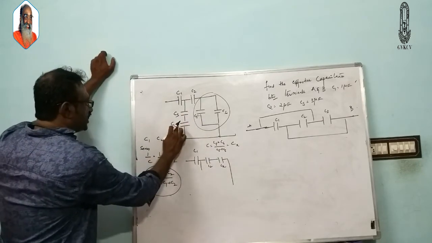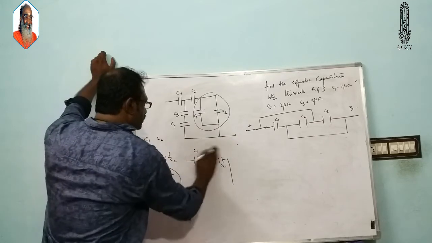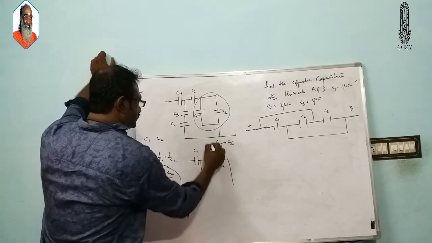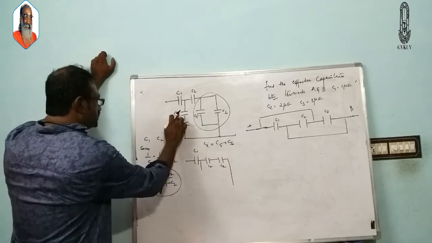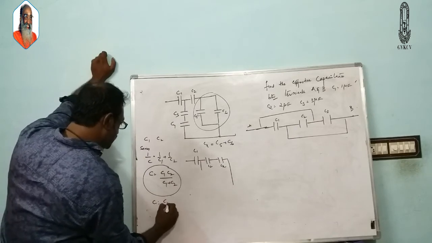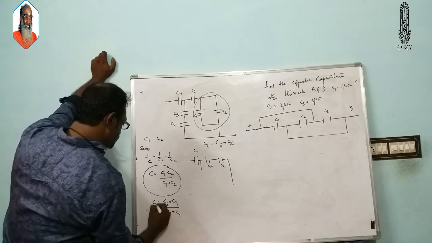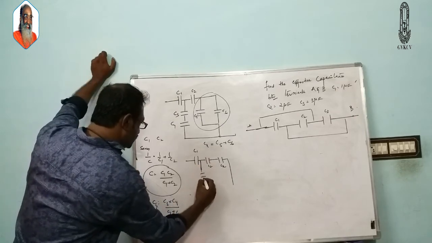Now here, C5 and C6 are parallel. Parallel means we are going to add, so it is C5 plus C6. And here look at C3 and C4: they are in series, so it is equal to C3 into C4 by C3 plus C4, let it be Cy. So now here it is your Cy.